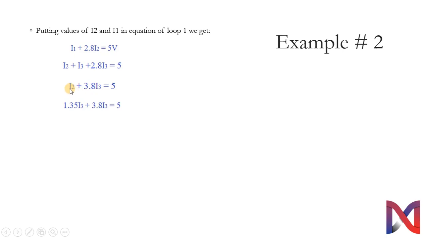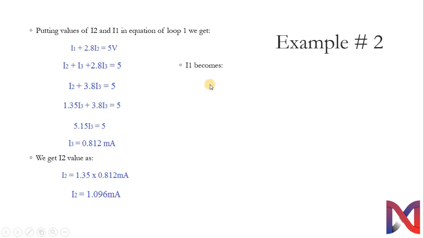In place of I2 we place 1.35 I3. So we have 1.35 I3 plus 3.8 I3 is equal to 5 volts. We get 5.15 I3 is equal to 5. So the value of I3 is 0.812 milliampere. Similarly, we can get the value of I2 as I2 is equal to 1.35 multiplied by 0.812 milliampere, because I2 was equal to 1.35 I3. So the value of I2 is 1.096 milliampere.